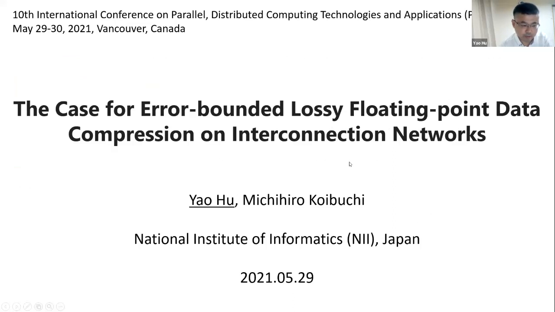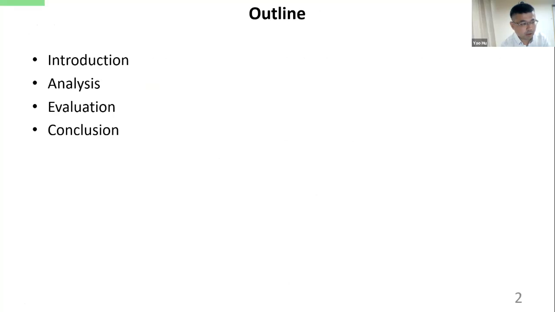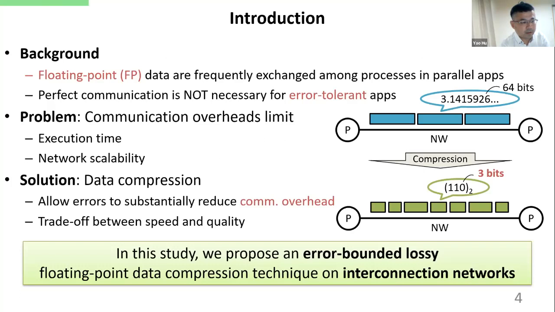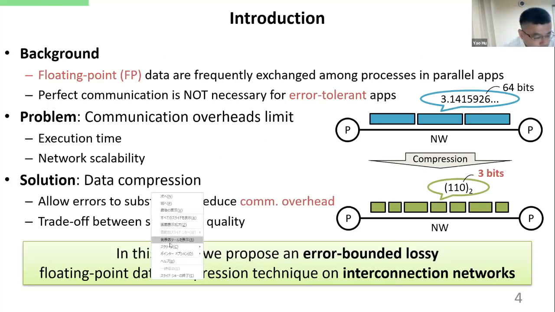I'm a project researcher at the National Institute of Informatics in Japan. Today my topic is the case for unbounded lossy floating point data compression on interconnection networks. This is the outline of my presentation. First, the background of this paper.